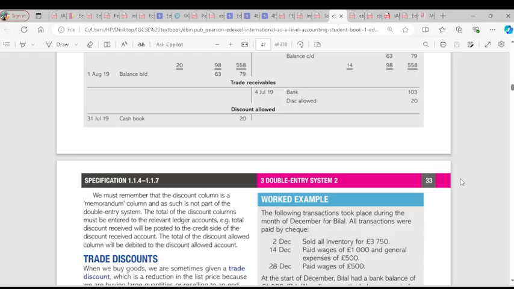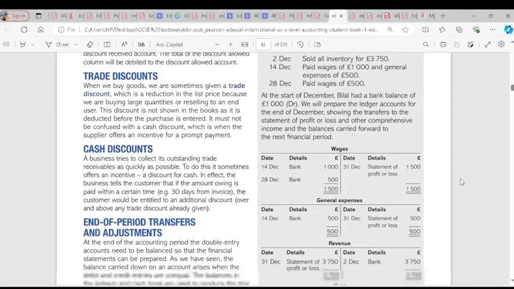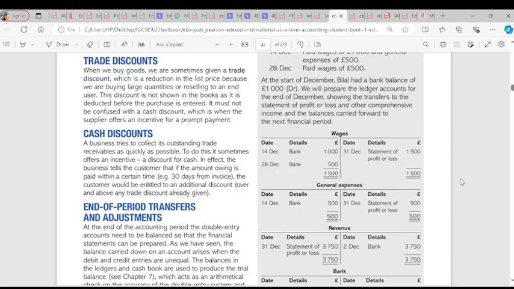So we move on. For trade discount, this is one in a business. It's a reduction because you purchase in bulk. So businesses give trade discounts to encourage bulk purchasing. When you buy large quantities at a reduced price, that is trade discount. That's what we call bulk purchasing, that's the trade discount.